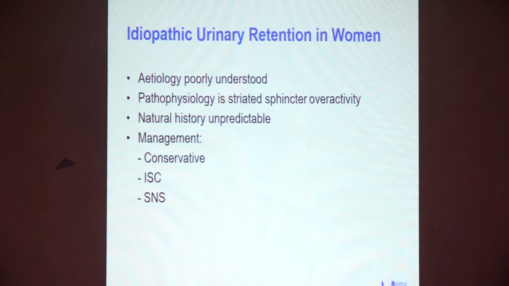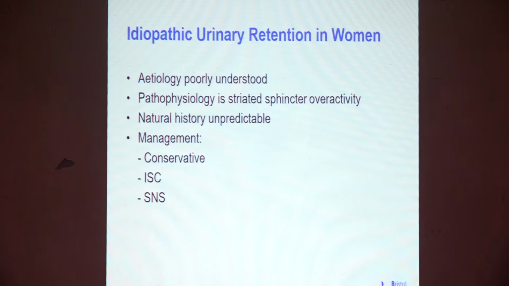So we would define this as idiopathic urinary retention, also known as Fowler's syndrome. The etiology is very poorly understood. At one stage it was thought to be associated with hormonal abnormalities and polycystic ovaries, but it certainly isn't in all patients. The pathophysiology is striated sphincter overactivity. I think we've seen enough patients to know that. The natural history is unpredictable. She went into retention and never got out of retention. Quite a lot of these young women have retention episodes, and in between they void adequately well. I'm not saying they void well, but adequately well.